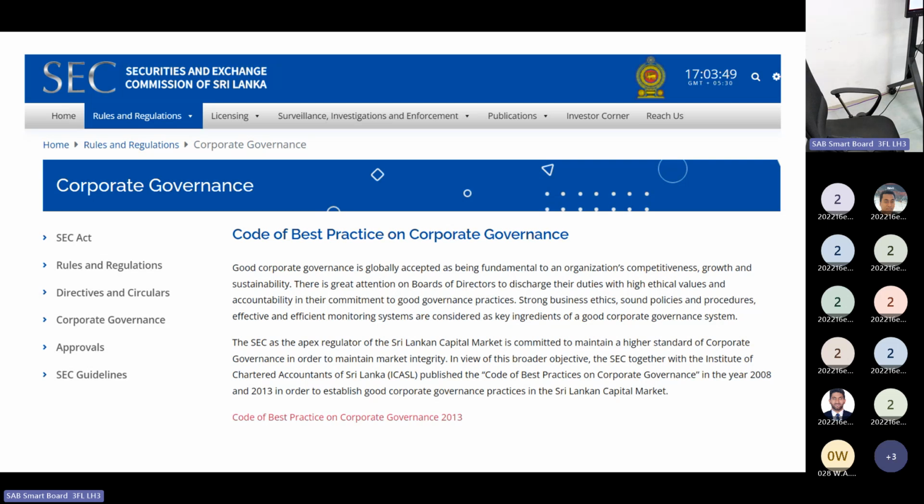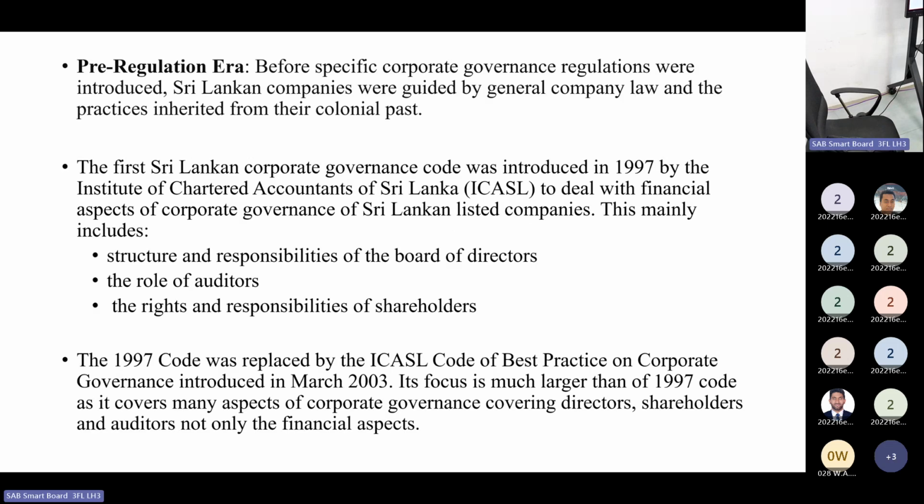So in 2008 we got the first corporate governance code developed. There was a revision in 2013, and 2017 is the latest version we have. Now we have to know the evolution a bit, how this Sri Lankan corporate governance code was developed. I have developed a couple of slides, but more than that, if someone is interested, this is the article.